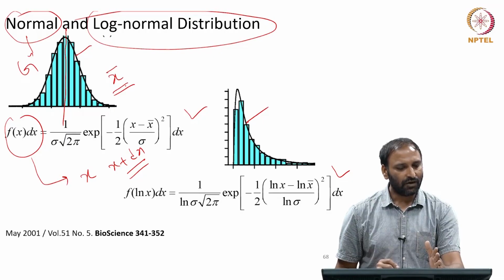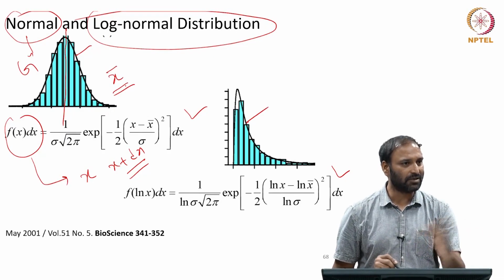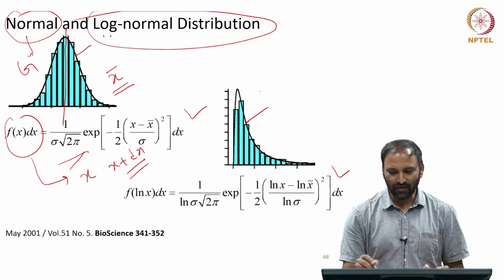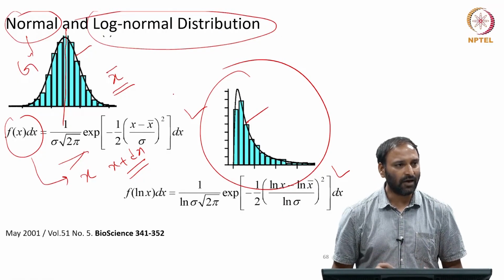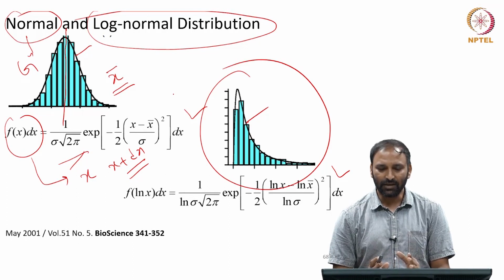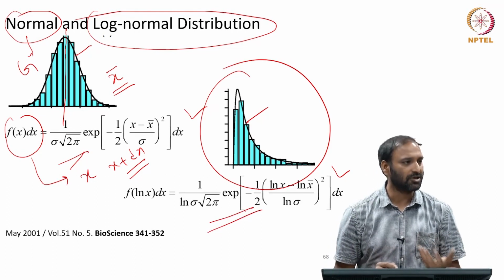And if it looks like a bell shaped curve, that means around the mean it is very symmetric, then you typically use this normal distribution or a Gaussian distribution. And if you have cases like this, where your size data is skewed either towards the smaller size or a larger size, then you go for what is called a log normal distribution function.